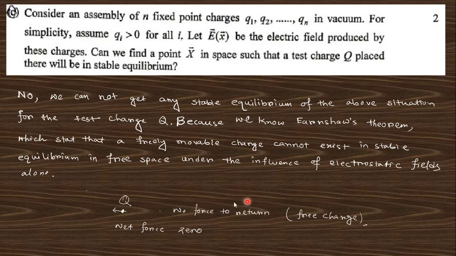That's why we can say there is no possible stable equilibrium in this electrostatic field. You get the unstable equilibrium actually.